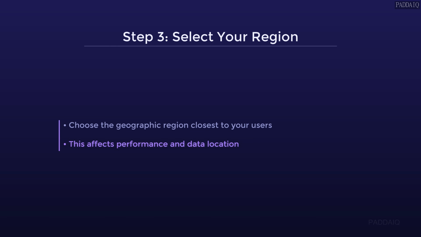This affects performance and data location. This means your app's speed and where its information is physically stored depend on the region you pick. For example, if your users are in Europe, selecting the Frankfurt region ensures faster response times and keeps their data within EU boundaries. Always choose a region that aligns with your users and data regulations.